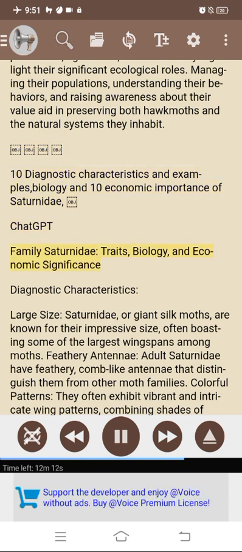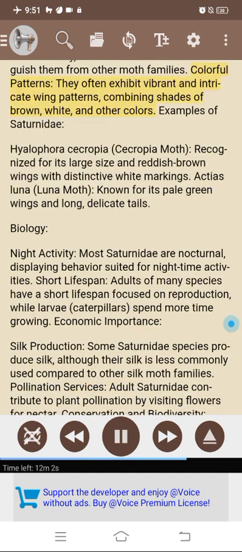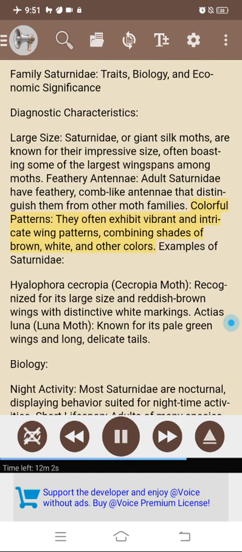10 diagnostic characteristics and examples, biology and 10 economic importance of saturniids. Family Saturniidae: traits, biology, and economic significance. Diagnostic characteristics. Large size: saturniids, or giant silk moths, are known for their impressive size, often boasting some of the largest wingspans among moths. Feathery antennae: adult saturniids have feathery, comb-like antennae that distinguish them from other moth families. Colorful patterns: they often exhibit vibrant and intricate wing patterns, combining shades of brown.